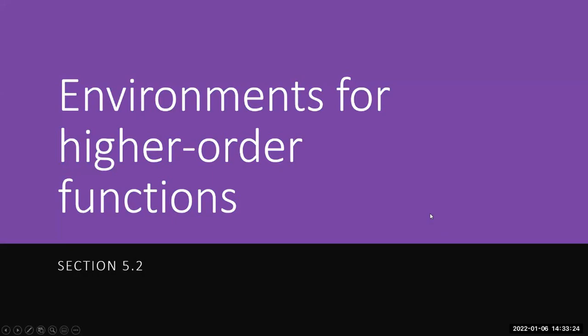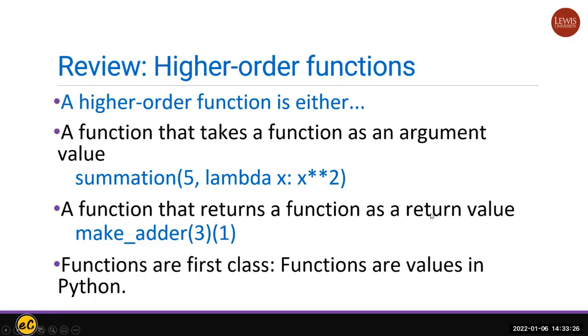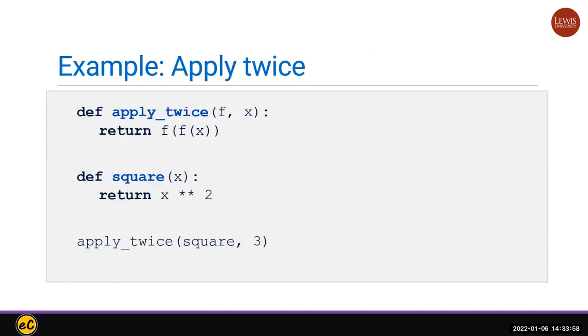Okay, environment for higher order functions. A higher order function is a function that actually passes a function closure as a parameter. That's called a higher order function. So we have summation of phi and lambda, which is a higher order function. A function that returns a function is also a higher order function. These two are both higher order functions. Functions are first class, functions are values in Python.